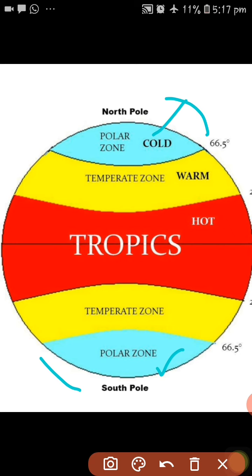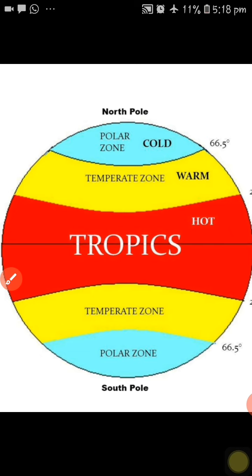In this area they will not get sun rays very obliquely. The rays fall such that they hardly receive the sun rays. That's why, to the maximum extent, the entire zone will be covered with a snow cap or ice cap. That's why they are called the polar or frigid zone.